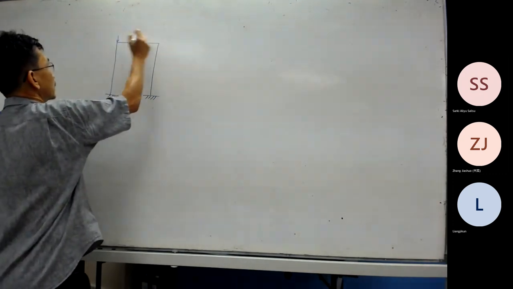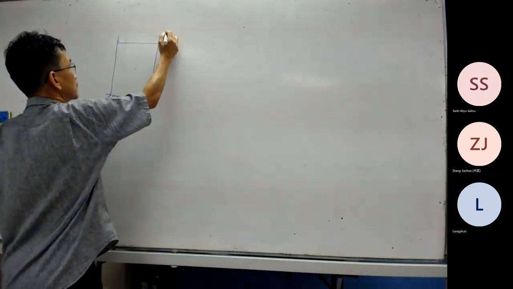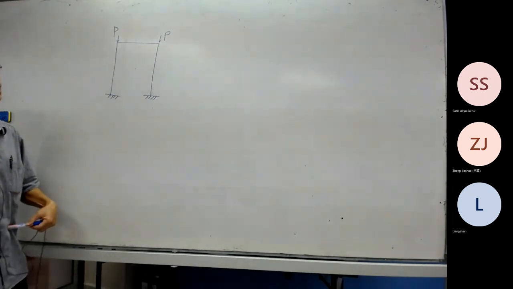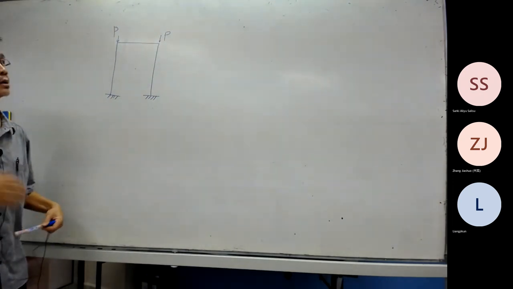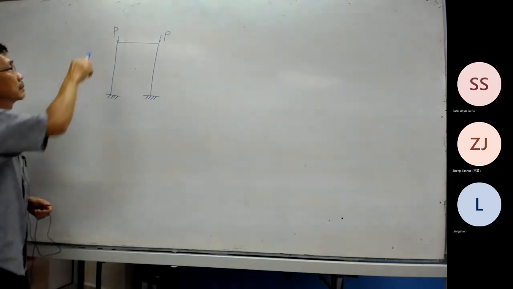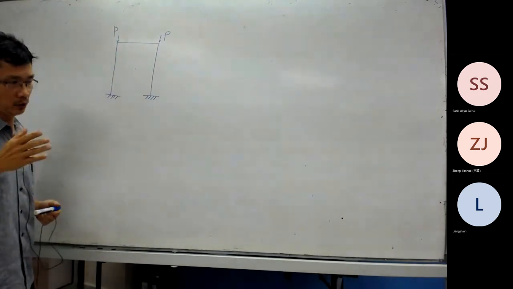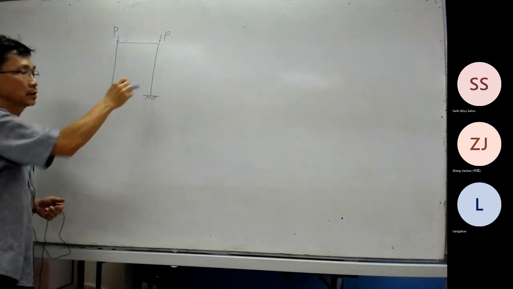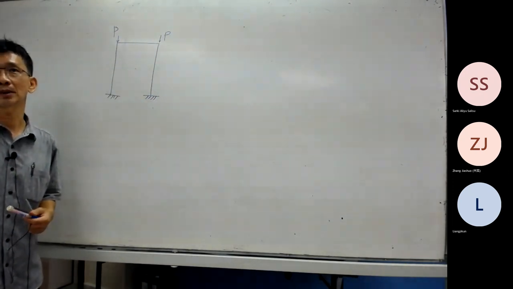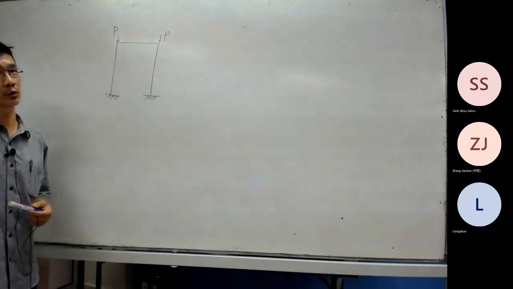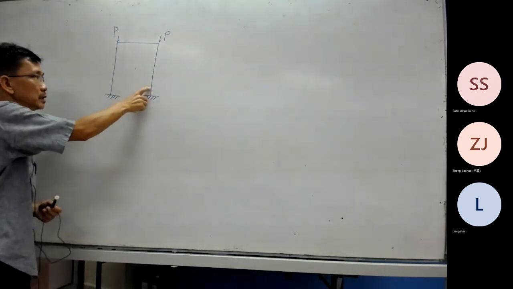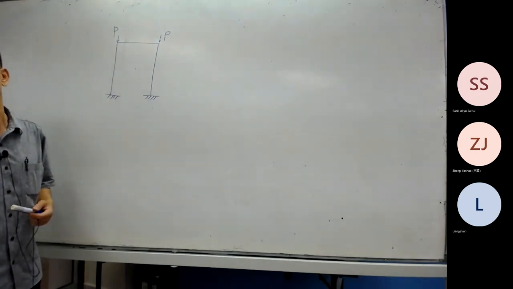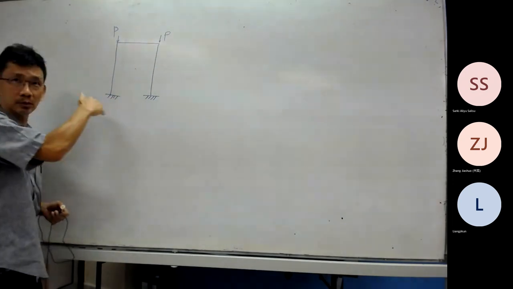So if we have this loading P acting here, and you slowly increase P up to a certain limit, when P is equal to P critical, this column and this column will buckle. When P is equal to P critical, they can take an additional, slightly bent configuration, so this column and this column will buckle.